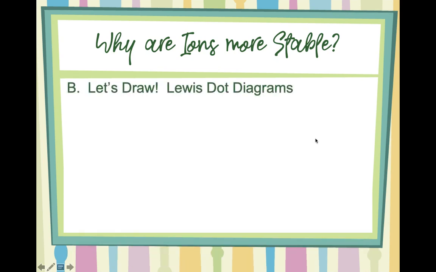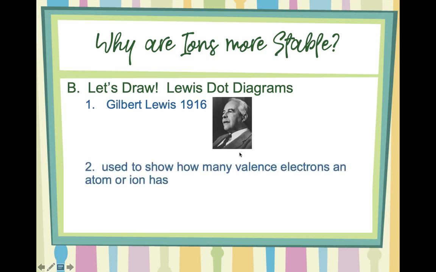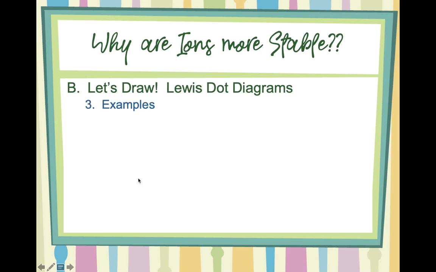Okay, so let's show how to represent this. It turns out that over 100 years ago, there was a guy named Gilbert Lewis who wanted a way to represent how stable an element is. Just a quick little diagram: you write the element symbol and put the valence electrons as dots. That's why they're called Lewis dot diagrams, to show how close that atom or ion is to being stable. Let's do a couple examples.